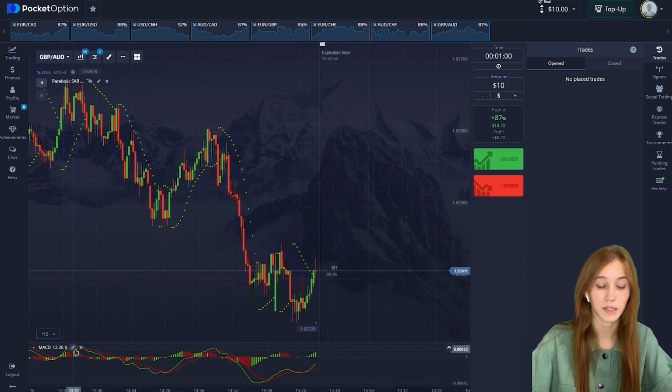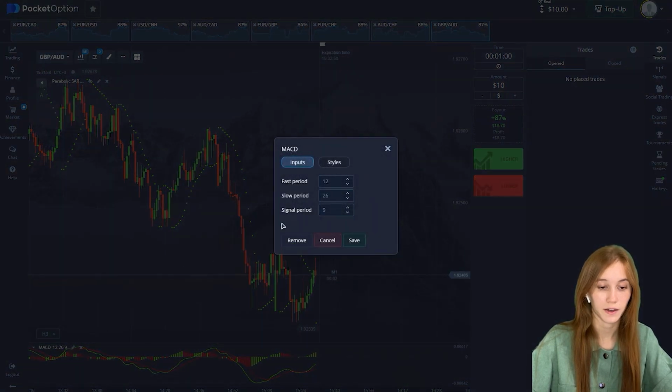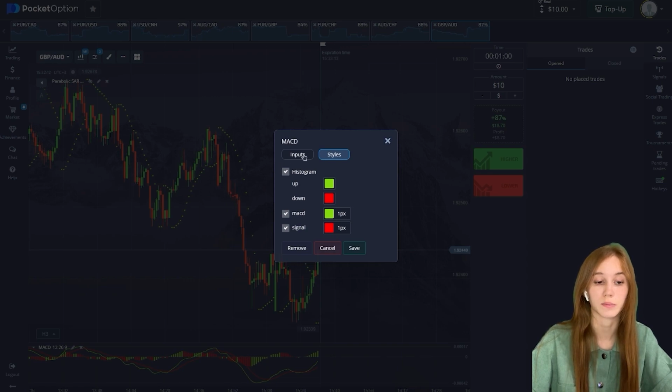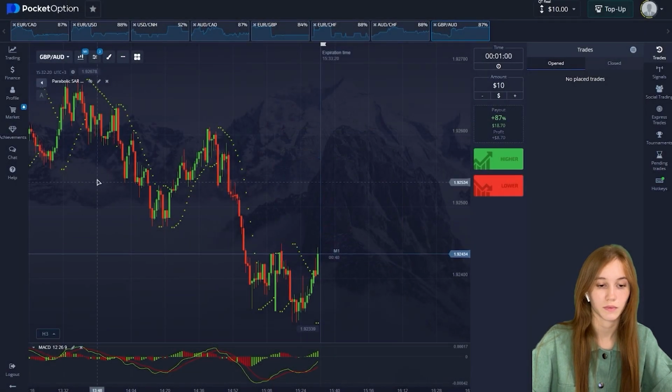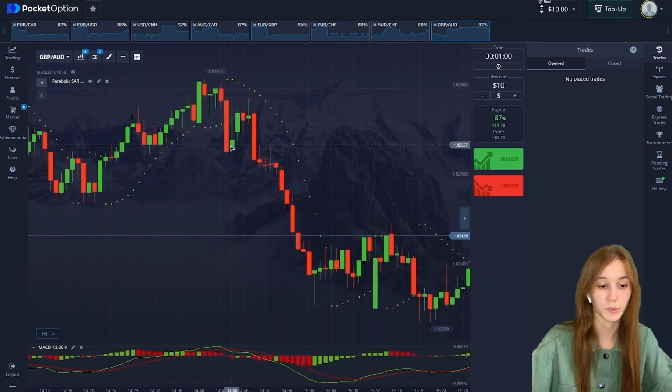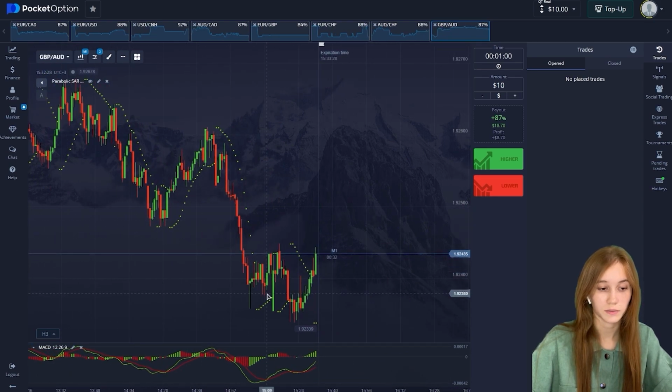And MACD, we see parameters. According to the parabolic, the minus of the indicator is that if the trend change is quite weak, the points will still be in a certain position. Also I'll show you the period of time. Close it. Parabolic, we see here the trend has changed. We see it. MACD, we see parameters before.